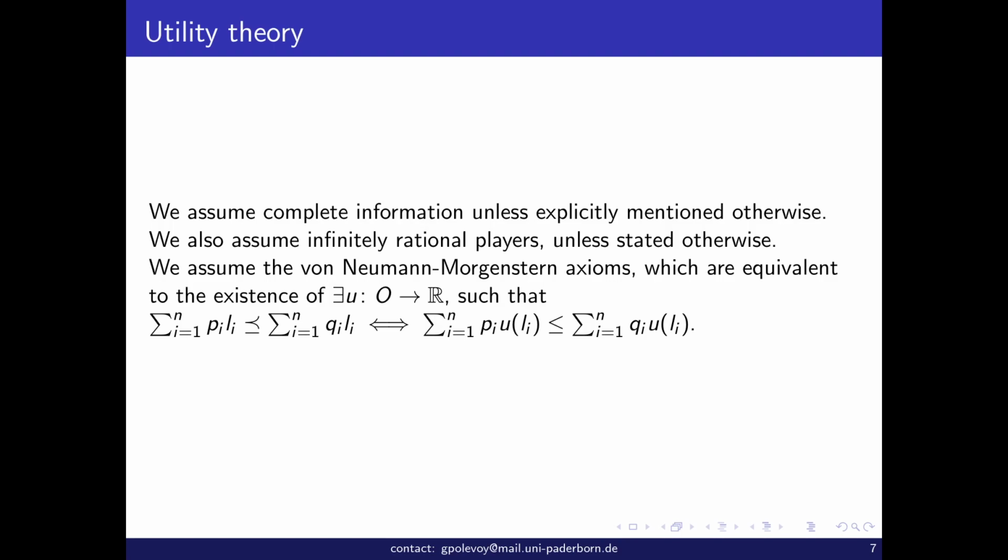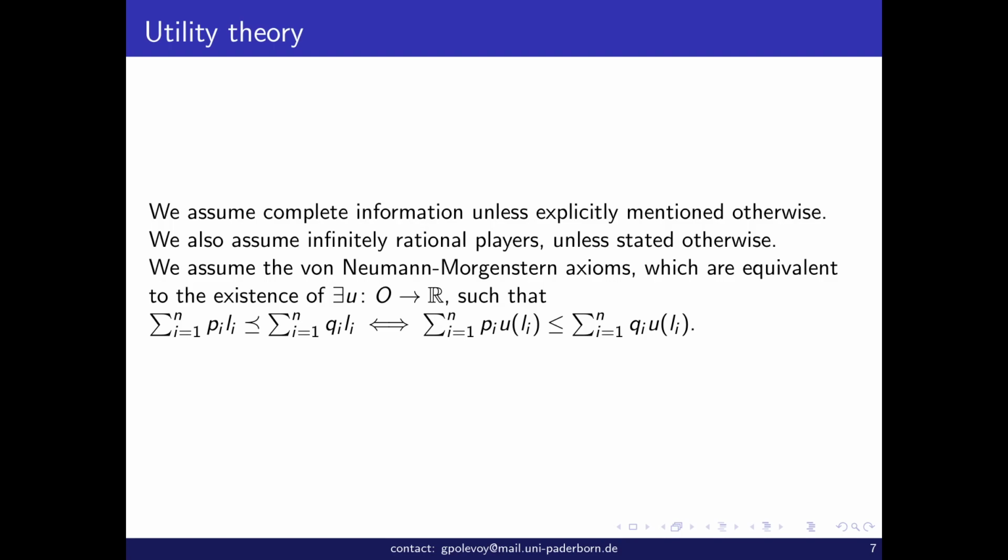We also assume that players are infinitely rational. So they want to maximize their utility, and they are infinitely clever unless said otherwise. And finally, we always assume the von Neumann-Morgenstern axioms, which are called linear utility axioms, which they proved in their famous theorem to be equivalent to the existence of a representation of the preference. So the basic model speaks about players preferring one outcome, one strategy profile realized, to another outcome.